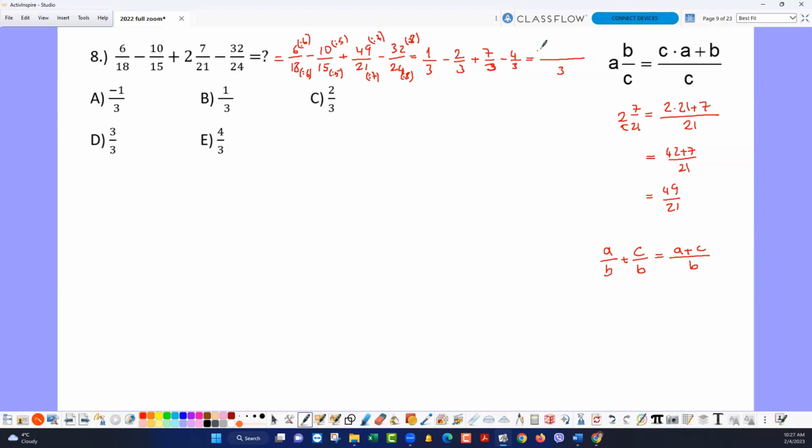This is going to be 3 here, then 1 minus 2 plus 7 minus 4, because all the denominators are the same, and I'm going to keep the same denominator. 1 minus 2 is equal to minus 1. 7 minus 4 is equal to 3. Minus 1 plus 3 is equal to 2 over 3, which is C also here. Okay.